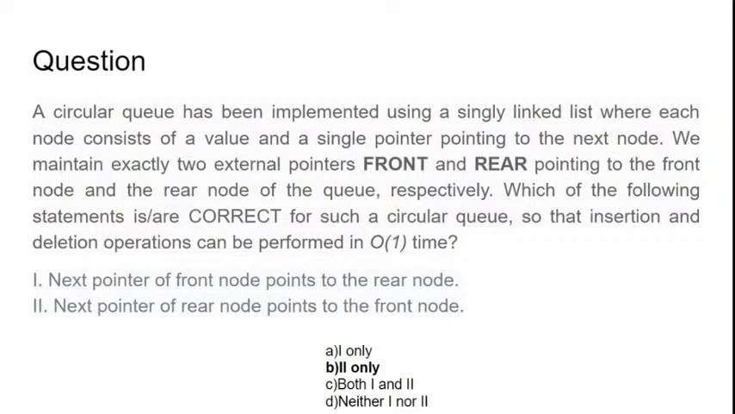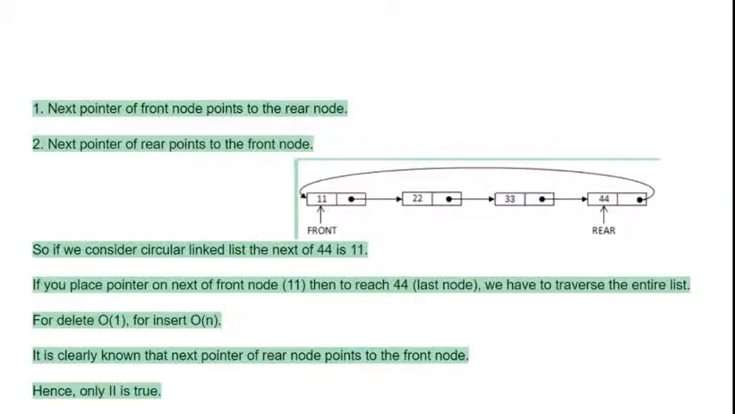In a circular queue, the next pointer of the rear node points to the front node. So the second is correct. The next pointer of this rear node points to the front node. So the second is correct.